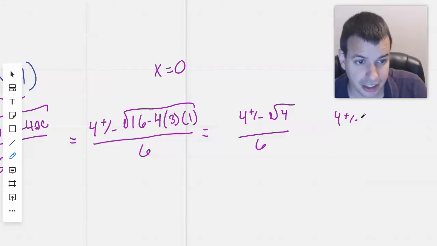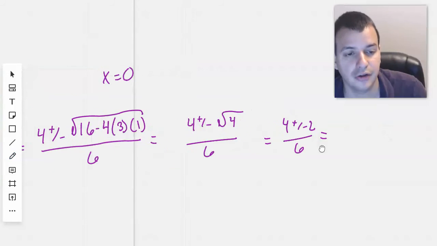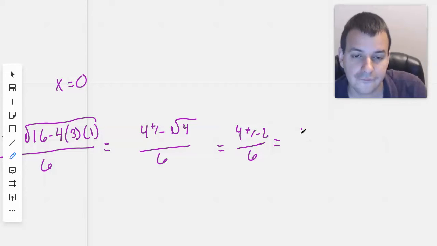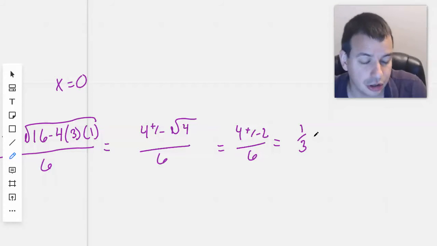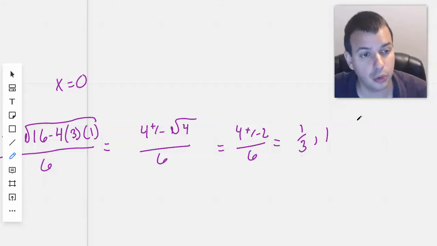So we have 4 plus or minus 2 over 6. So 4 minus 2 over 6 is 2 over 6, which is 1/3, or x also equals 6 over 6, which is 1. So we have 0, 1/3, and 1.